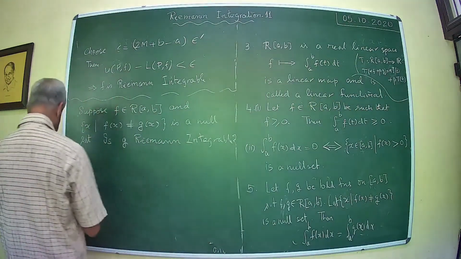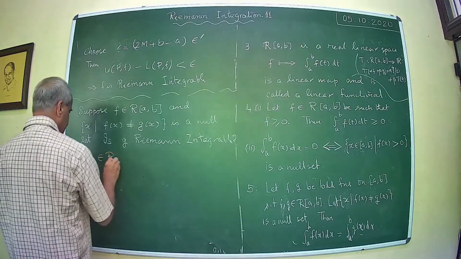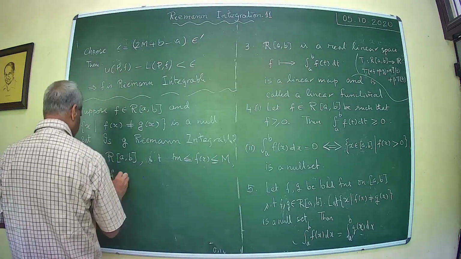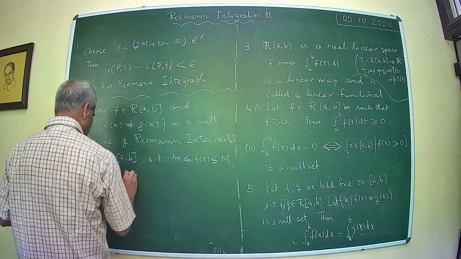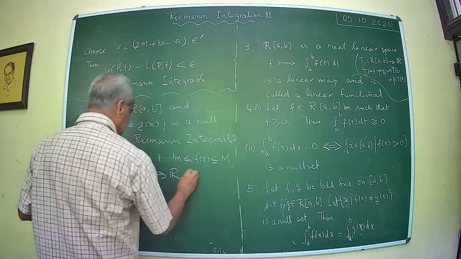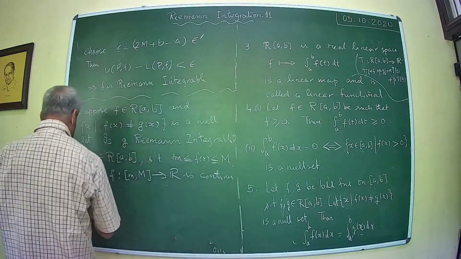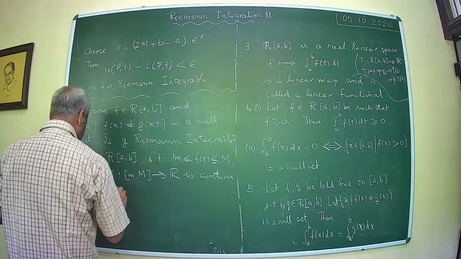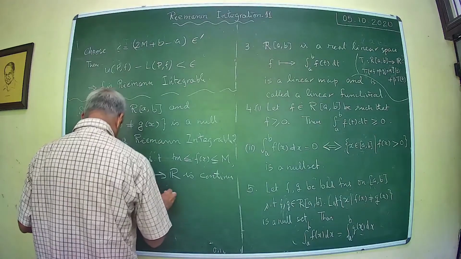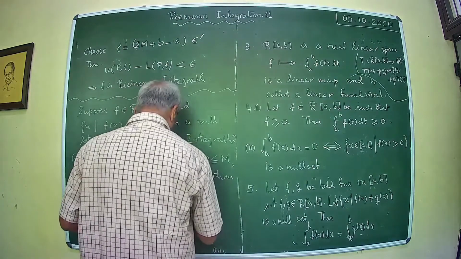So this is something which we have mentioned earlier. G is a Riemann integrable function, and F from n to capital N is continuous, then H defined by F composition G is Riemann integrable.